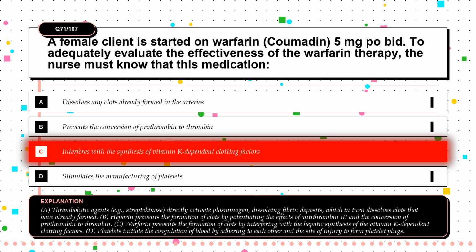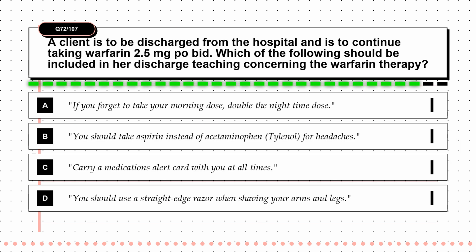Question 72. A client is to be discharged from the hospital and is to continue taking warfarin 2.5 mg BID. Which of the following should be included in her discharge teaching concerning the warfarin therapy? Here are the options. Option A. If you forget to take your morning dose, double the nighttime dose. Option B. You should take aspirin instead of acetaminophen (Tylenol) for headaches. Option C. Carry a medication alert card with you at all times. Option D. You should use a straight edge razor when shaving your arms and legs.